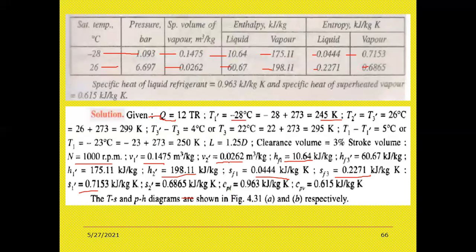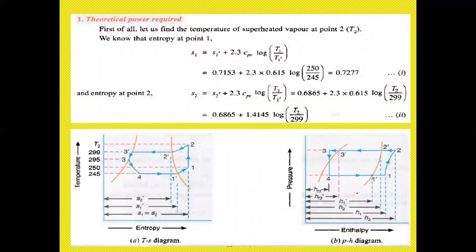So we are having the given values. So based upon the given values, write down the TS and PV diagram shown in the figure. Once you draw the PV and TS diagram, entropy and enthalpy, it will be easier to draw the entropy figures, right? Now, based upon the graph, what it is saying.